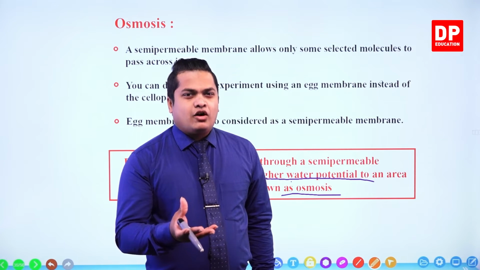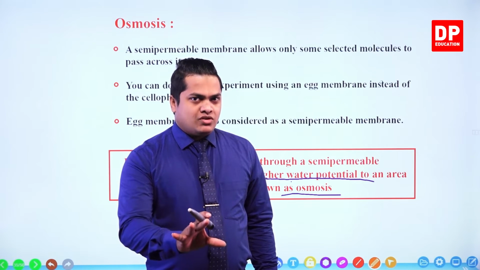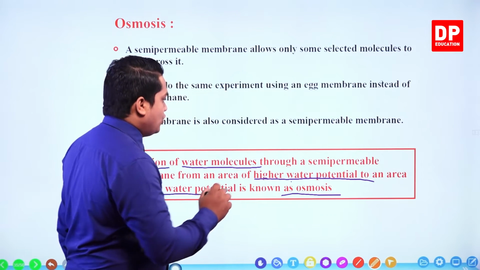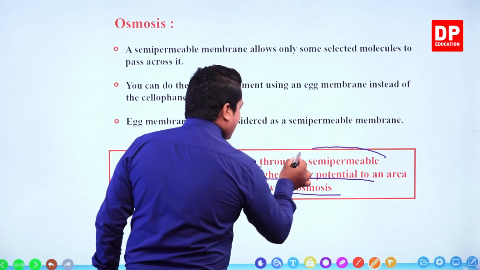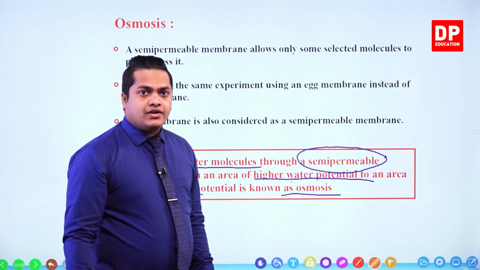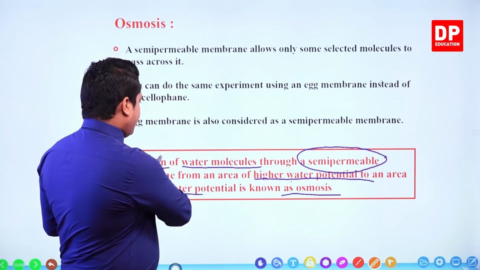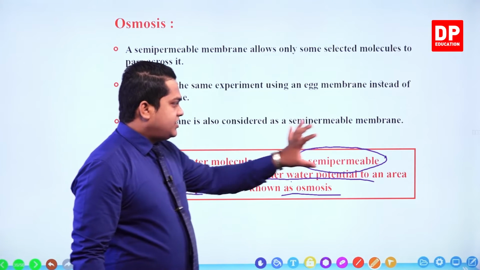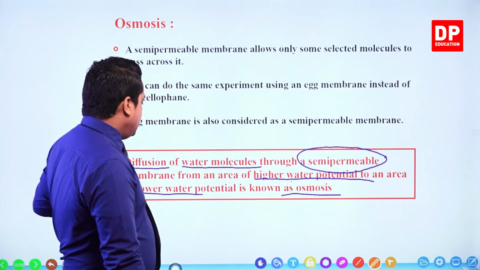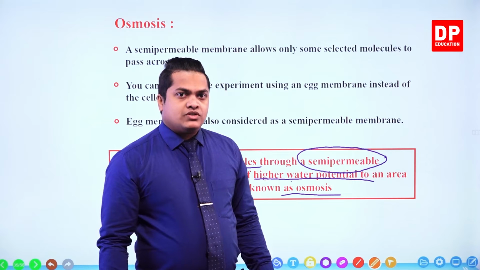That's the main idea of diffusion, right? That's how diffusion is going to work. But osmosis is a special kind of process which happens only through a semi-permeable membrane. So the diffusion of water which occurs through a semi-permeable membrane is called osmosis, right? Osmosis.